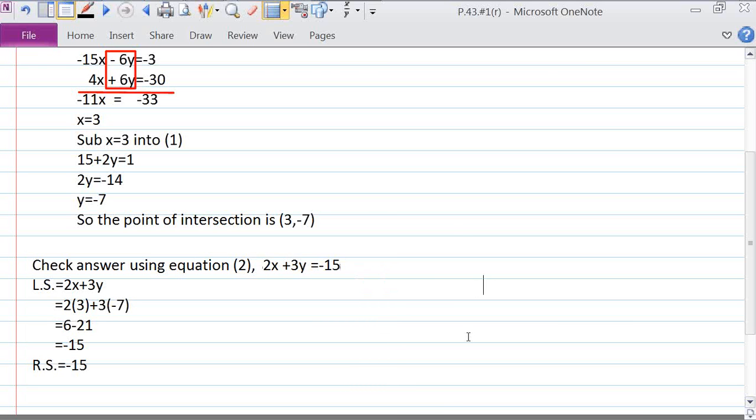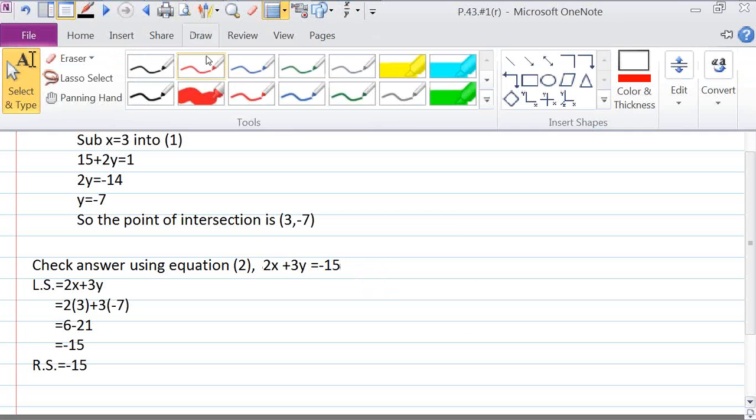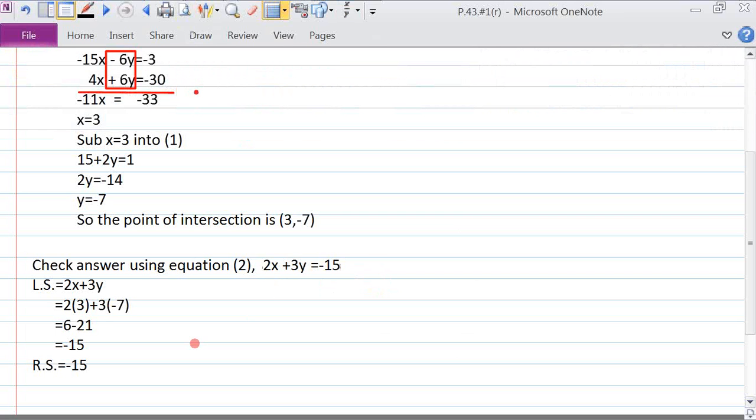So you can see that we substituted again. This is the original equation. We substituted x equals 3 right here and y equals -7 because that was the ordered pair. When you do that to the left side, it comes out to be minus 15. The right side of the equation was minus 15. If these values were not correct, then the left side would not equal the right side.